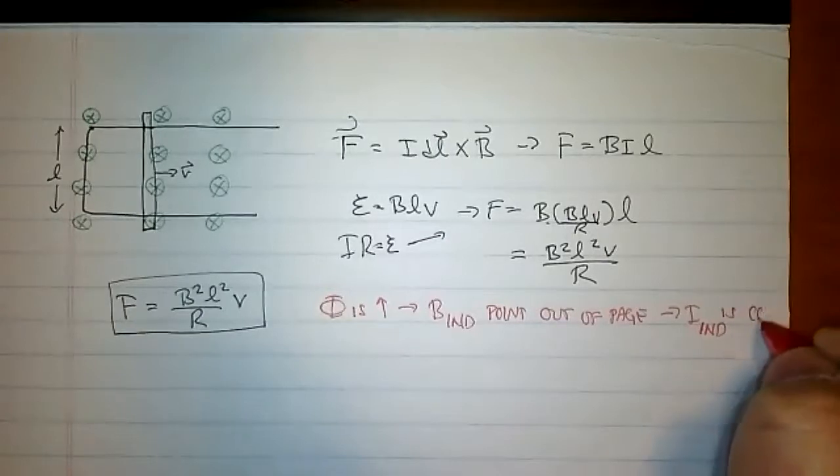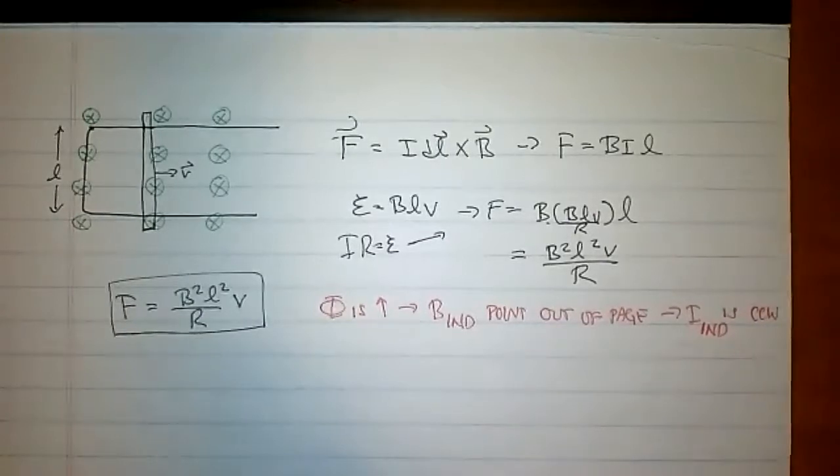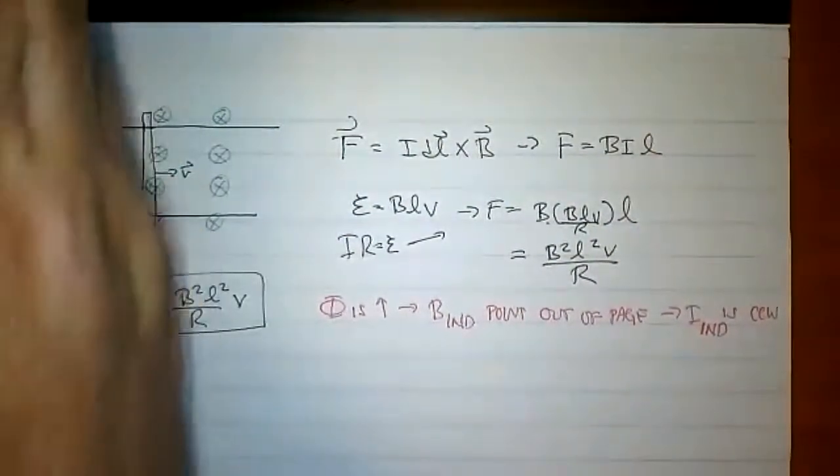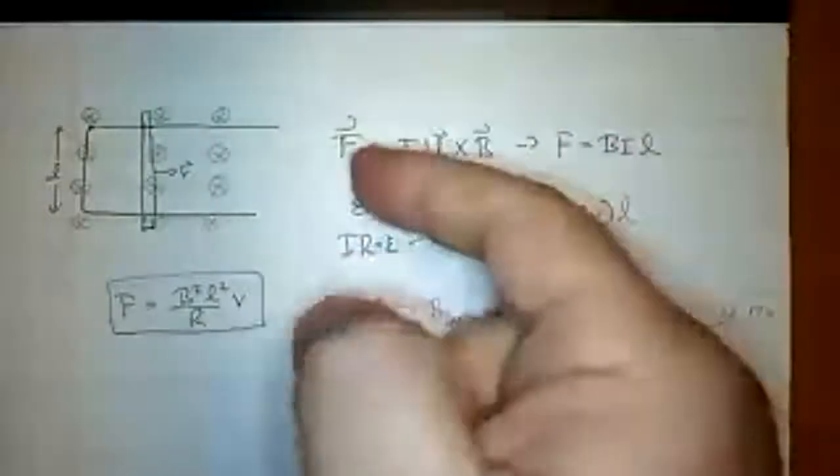Counterclockwise. Yep. Good job. Okay, so we now know that the current's counterclockwise. That means it's going this way. And we have I dL would point that way. Cross with B would be that way. So yeah, the force is actually trying to pull it back in.